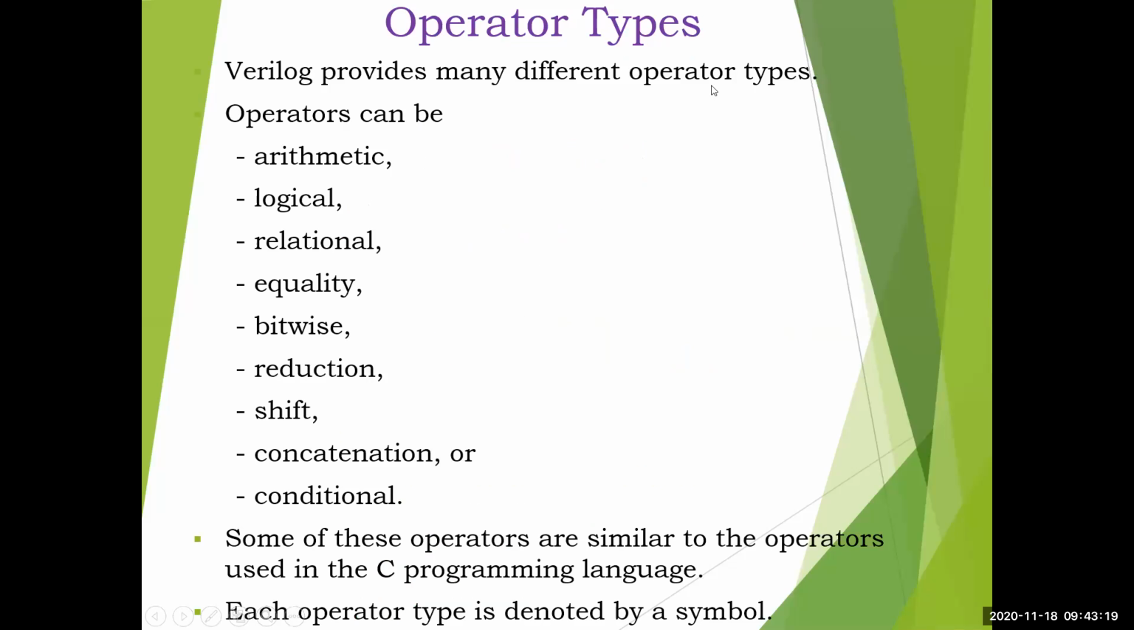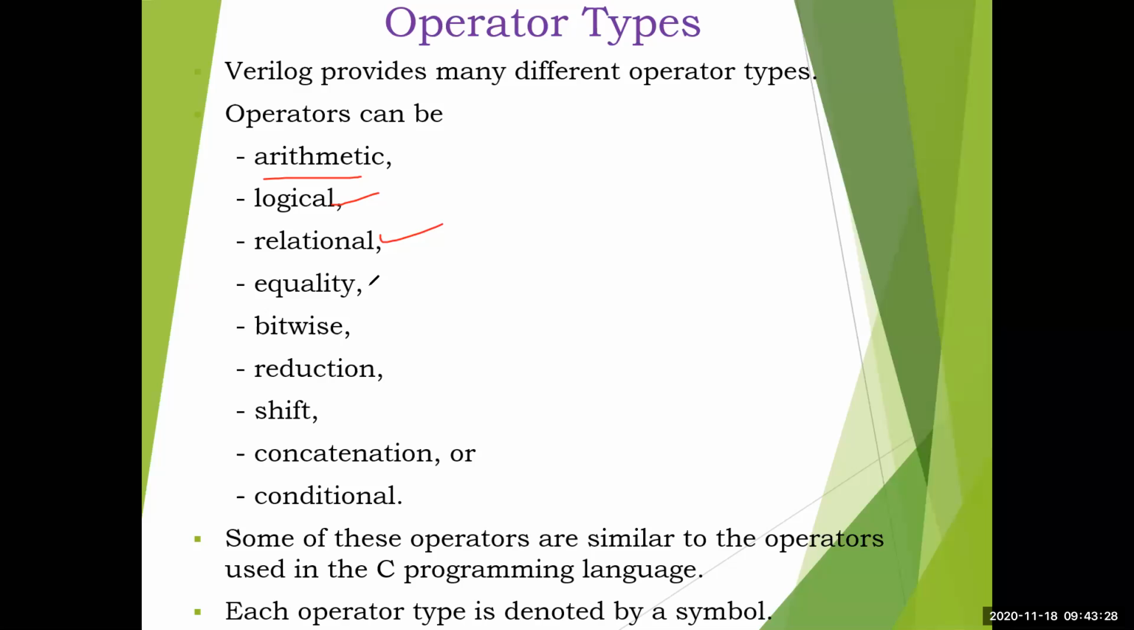Verilog provides many different operator types. The operators can be arithmetic operators, logical operators, relational operators, equality operators, bitwise operators, reduction operators, shift operators, concatenation operators, or conditional operators. Some of these operators are similar to the operators used in the C programming language. Each operator type is denoted by a symbol, and that is what you need to understand from this unit.